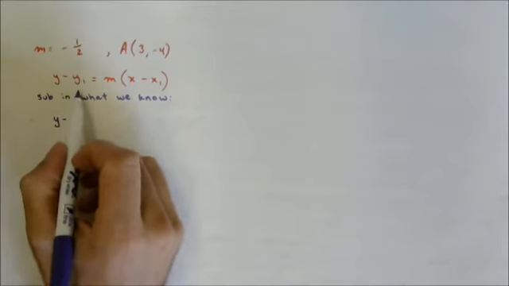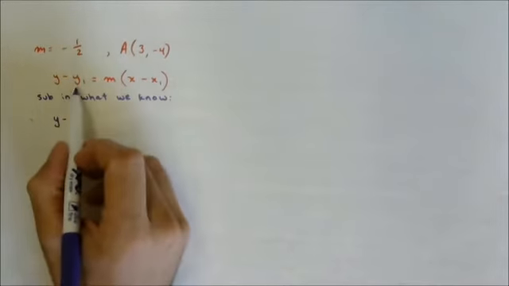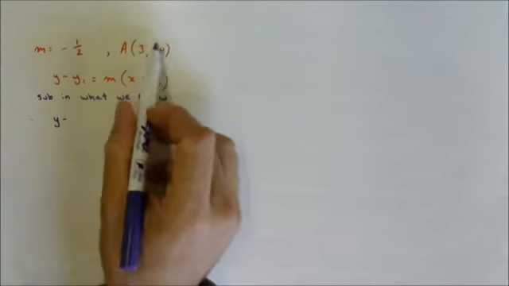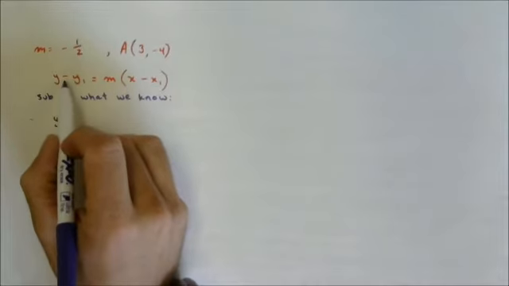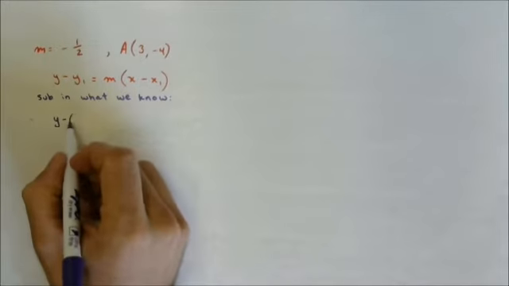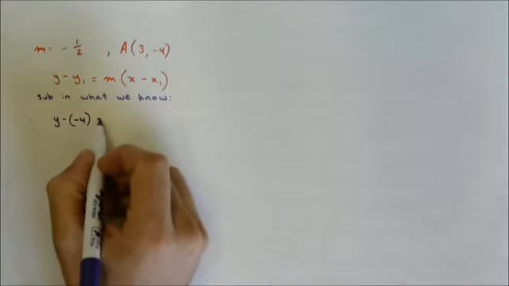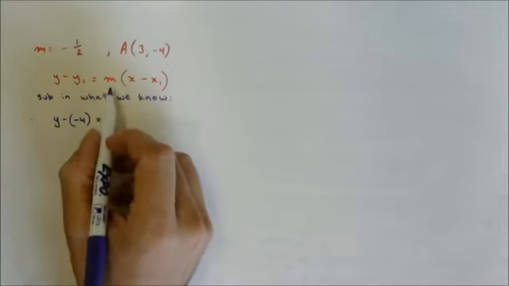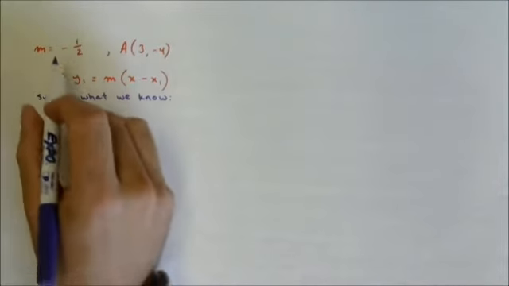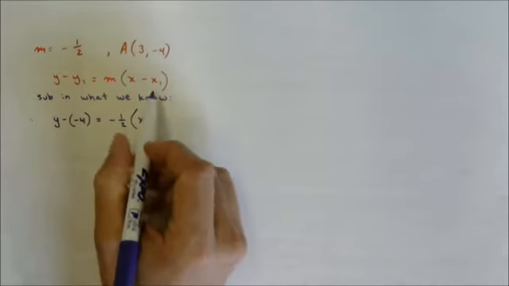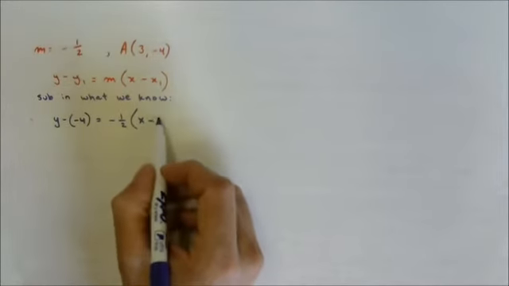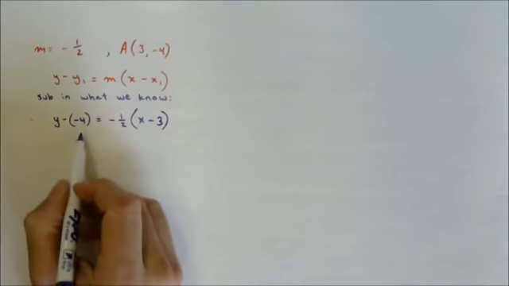But we know y1 because x1, y1 are the coordinates of point A. Now be careful with your positives and negatives. So right now we have y minus y1. So it's y minus -4. And that's equal to m times this group. Well, m is -1/2. And this group is x minus, and x1 is 3. Okay, all we did was sub in our known values.